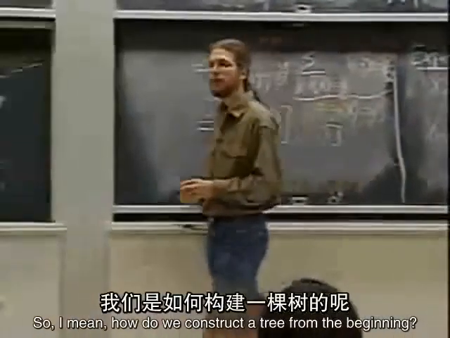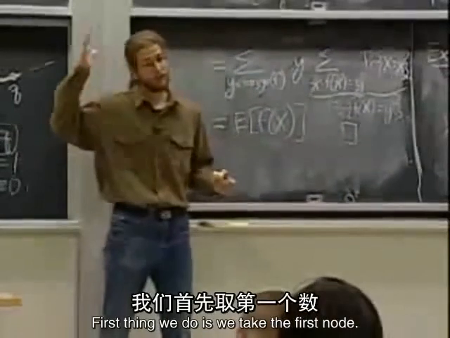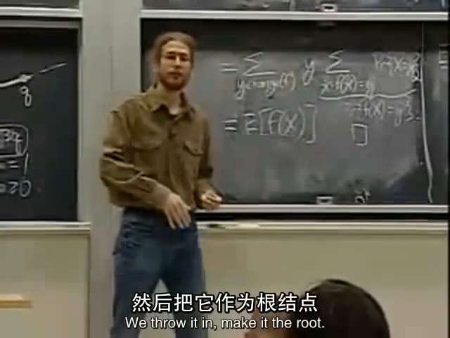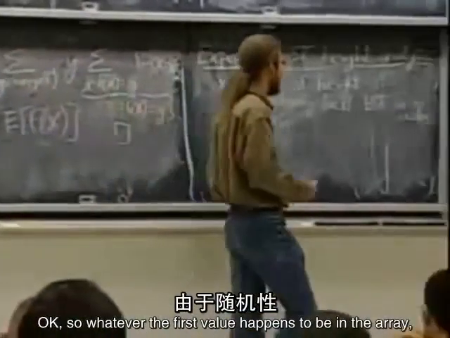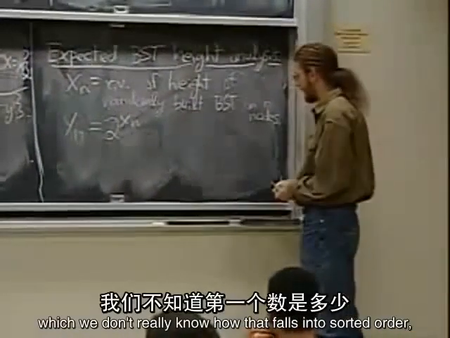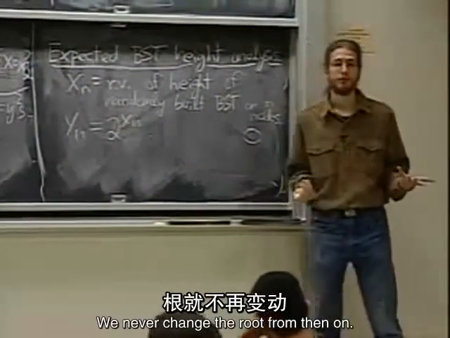So, how do we construct a tree from the beginning? First thing we do is we take the first node, we throw it in, make it the root. Whatever the first value happens to be in the array, which we don't really know how that falls in the sorted order, we put it at the root. And it stays the root. We never change the root from then on.